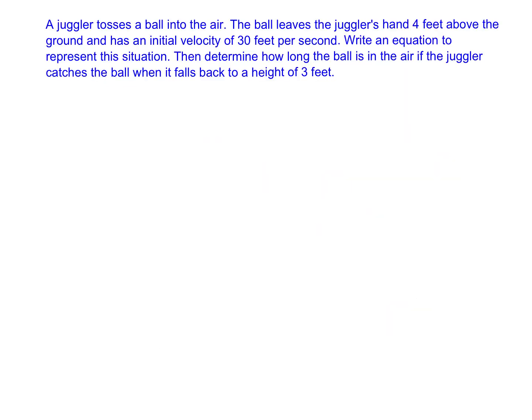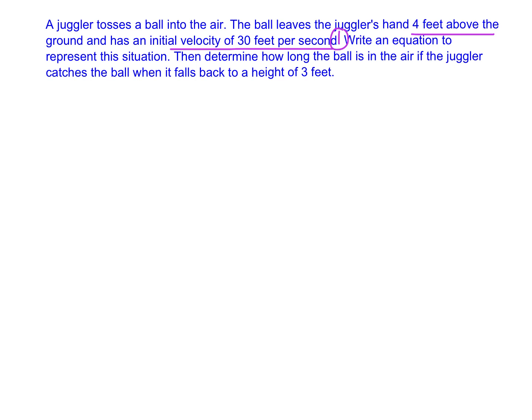So now let's read through this word problem together. It says a juggler tosses a ball into the air. The ball leaves the juggler's hands 4 feet above the ground and has an initial velocity of 30 feet per second. Write an equation to represent this situation. We're going to start with that part first because that's our first instruction.